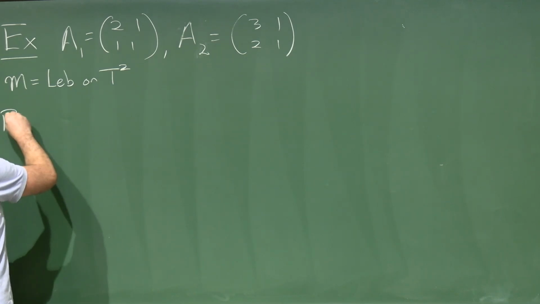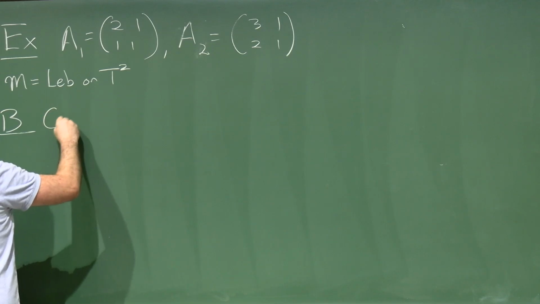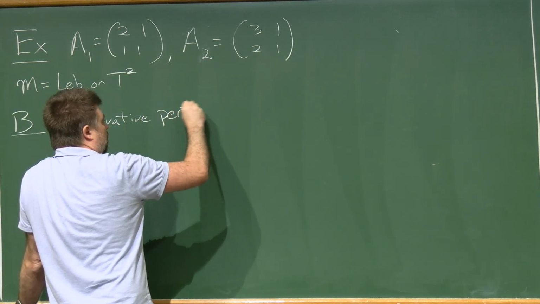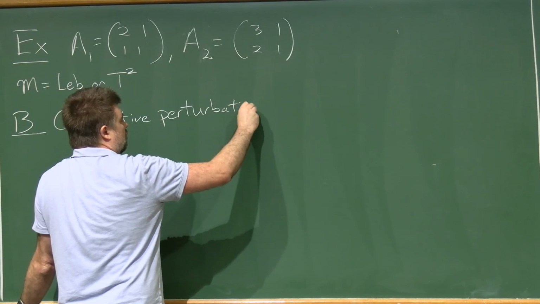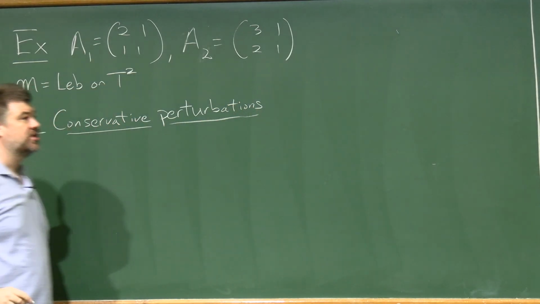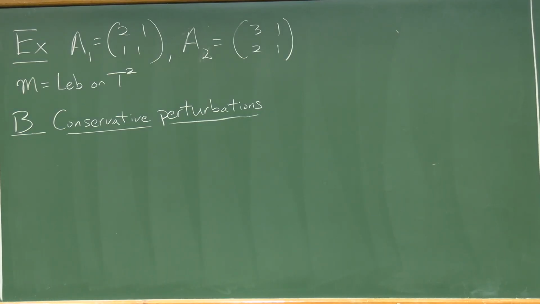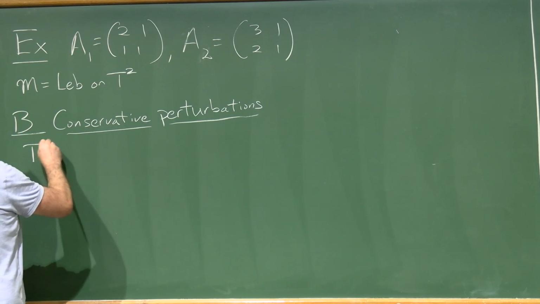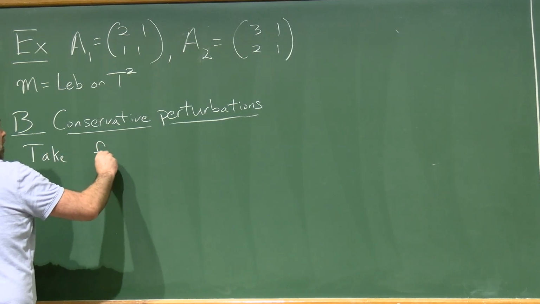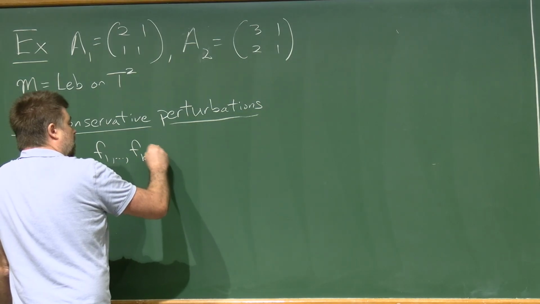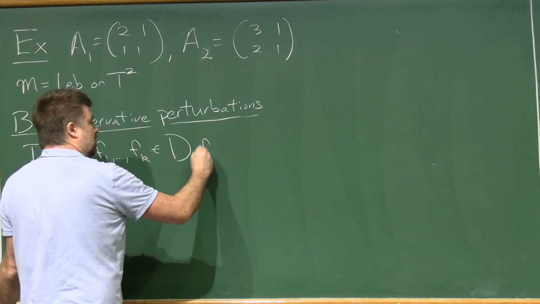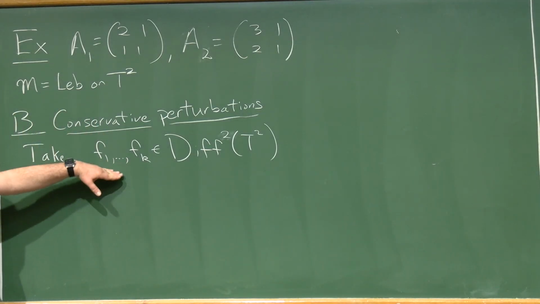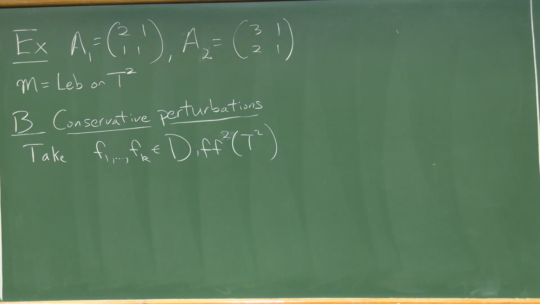And I'm going to tell you two sets of theorems. The first is the conservative perturbations. What I'm going to do is take my linear random walk generated by matrices and make small perturbations, not of the group action, but just of the generators. So let's take F1 up through Fk. These will be C2 diffeomorphisms of T2. But I want them to be perturbations of the matrices I started with, so I want them C1 close.